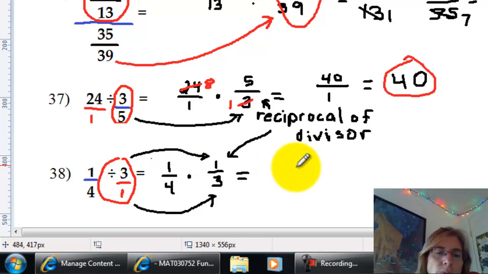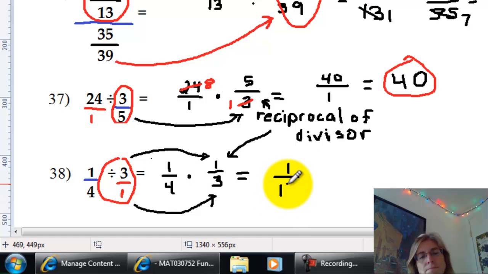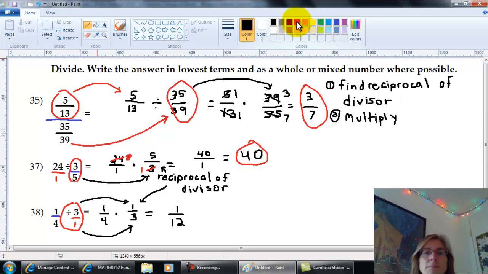1 times 1 is 1. 4 times 3 is 12. And our answer then is 1/12. Okay, moving on to the next one.